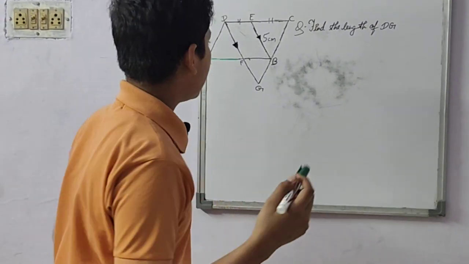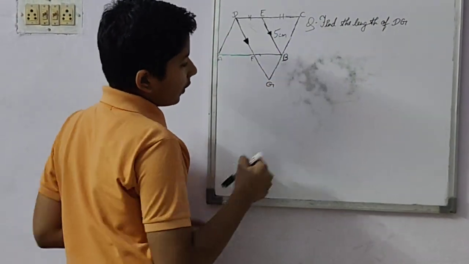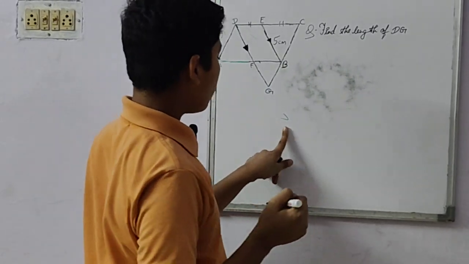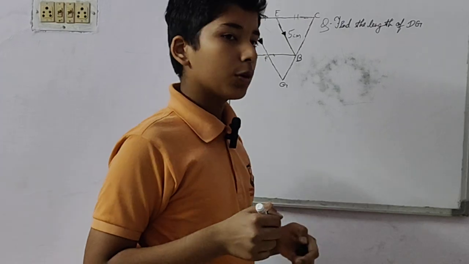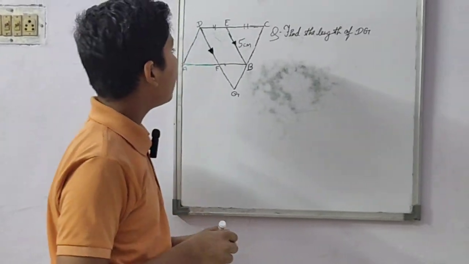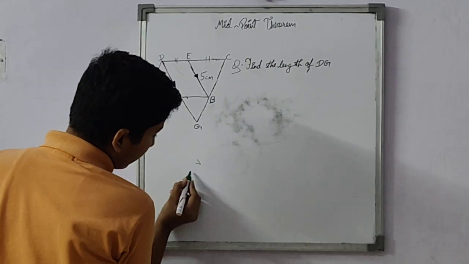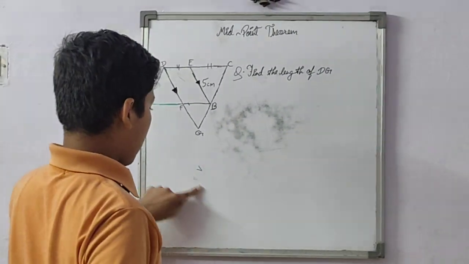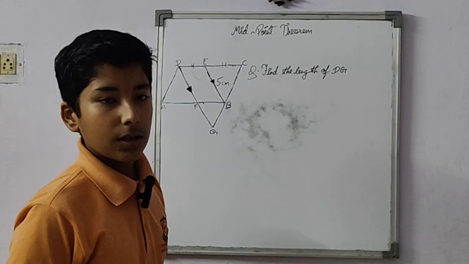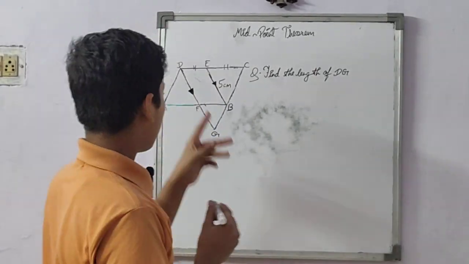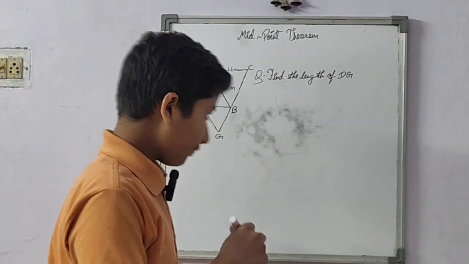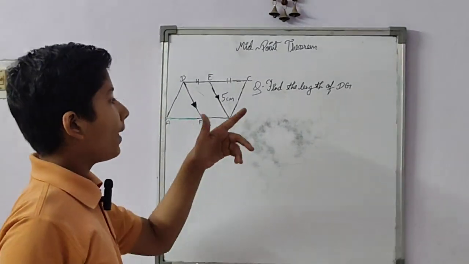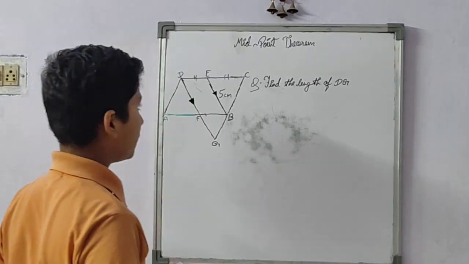EB parallel to DG. How is this symbol given? These arrow-type symbols. If two or more than two lines have been given this symbol, not like this and this, these both are not the same. If this symbol is given, it means that both the lines are parallel. So let's come to what the question is asking. It is asking to find the length of DG.